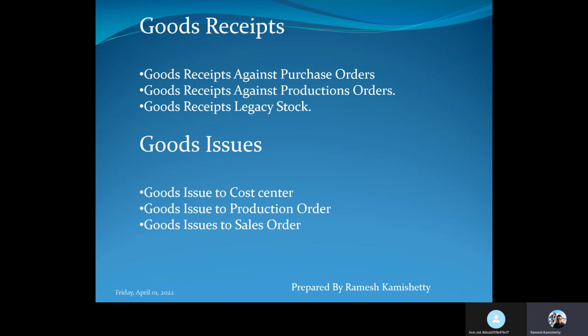And if there is a production activity in your company, we have to do goods receipt against the production order. Suppose you have supplied the raw materials against the production order, and they manufacture the finished product. That finished product we need to update in our inventory. In that case, we will do goods receipt against the production order.